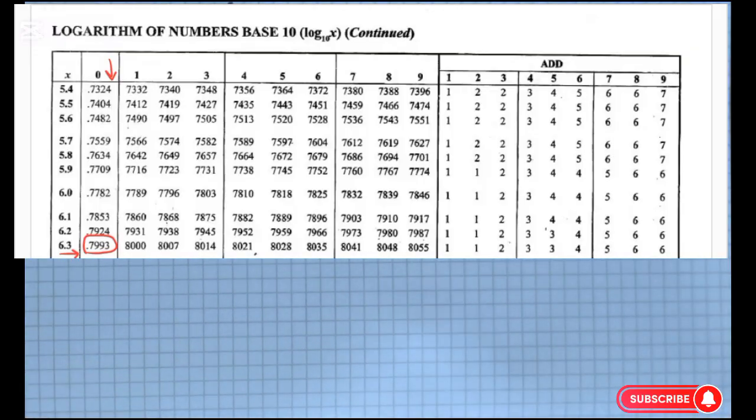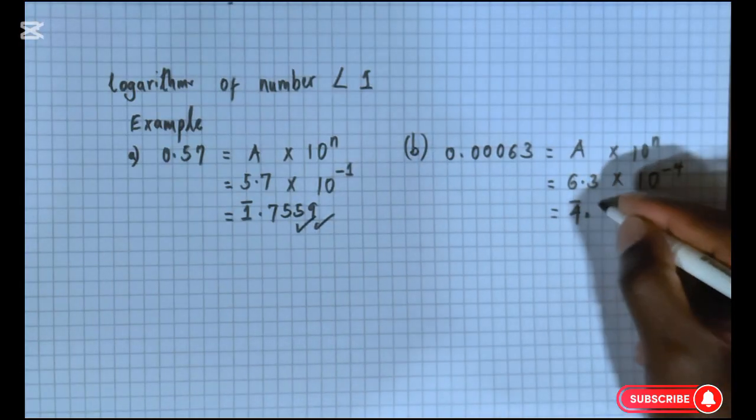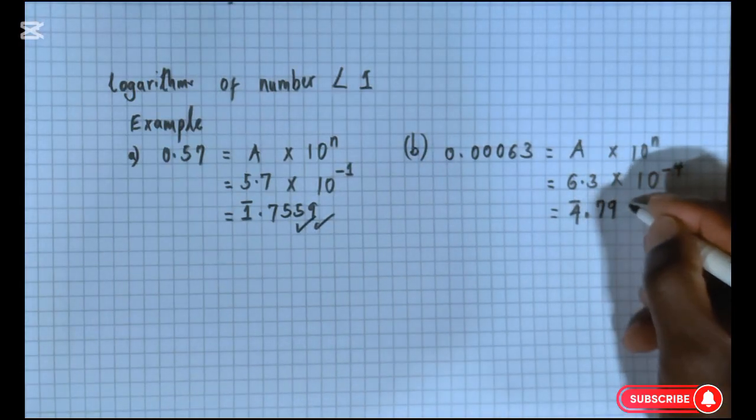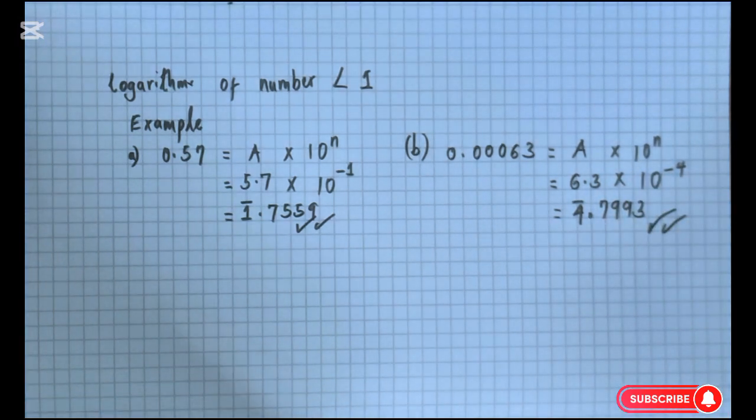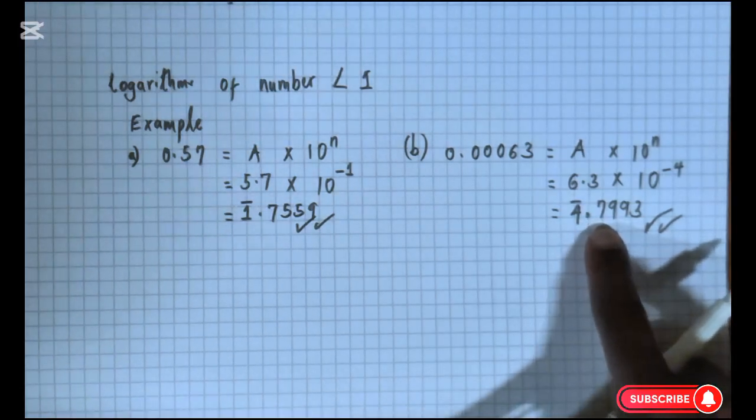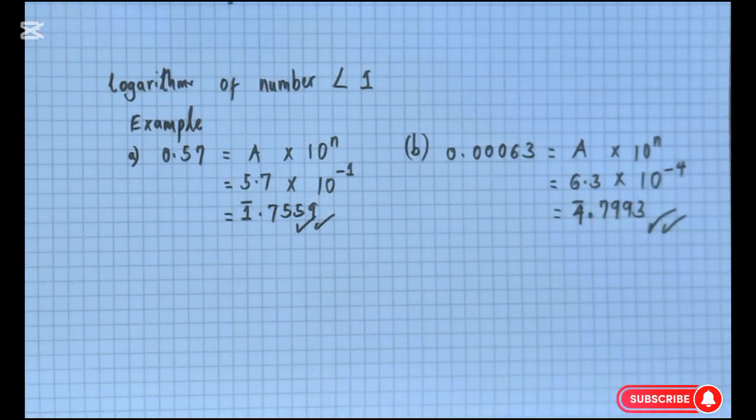And so when you go down the x column, finding 6.3, under the midsection where we are having 0, you're going to find that the logarithm of 6.3 is 0.7993. And so therefore this here is the logarithm of 0.00063. So the logarithm there is bar 4.7993.